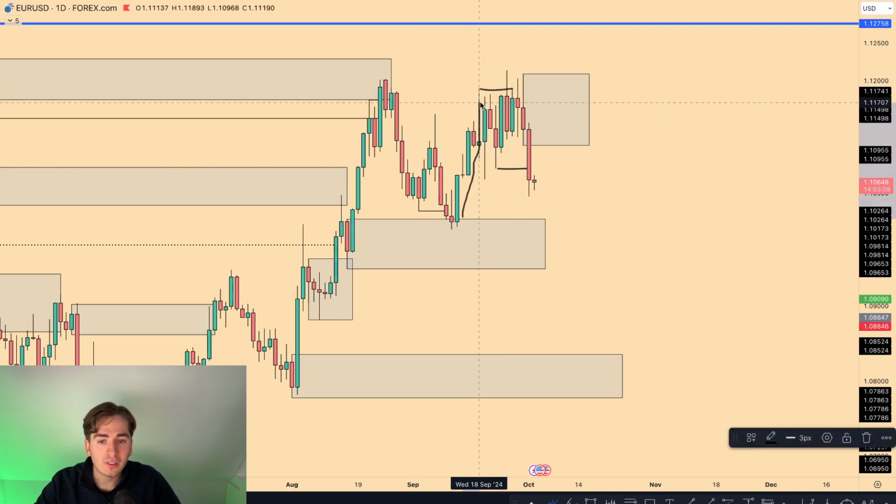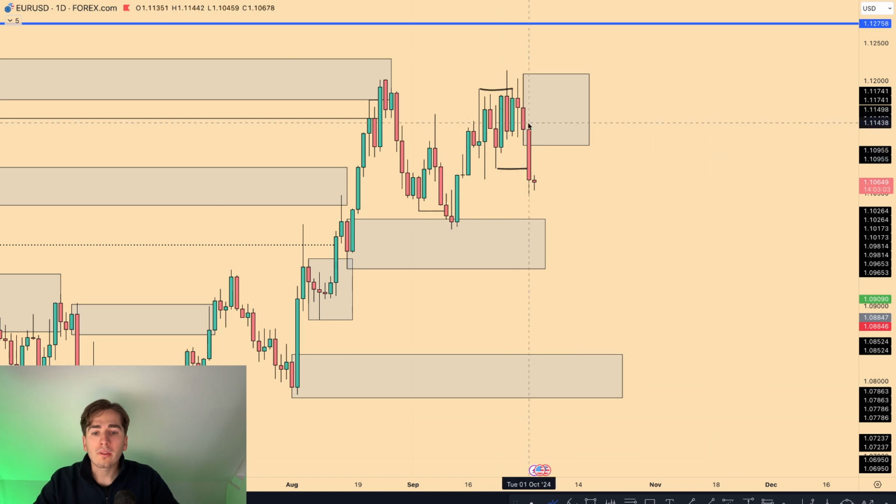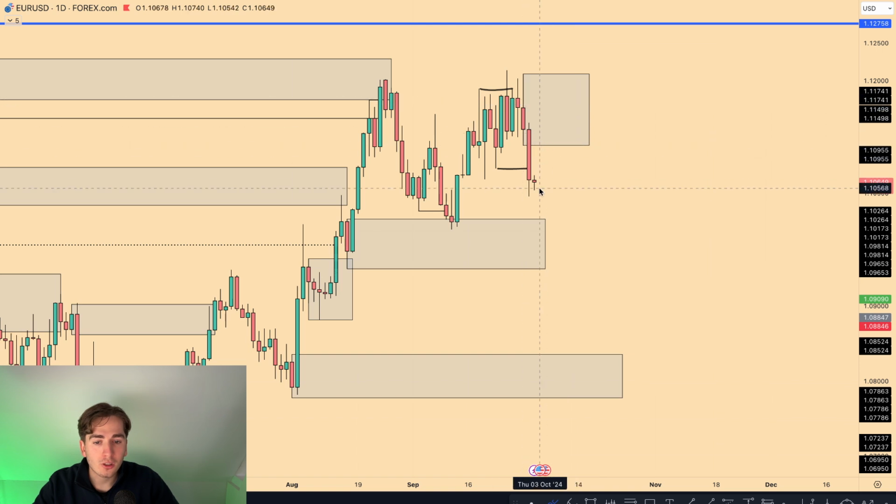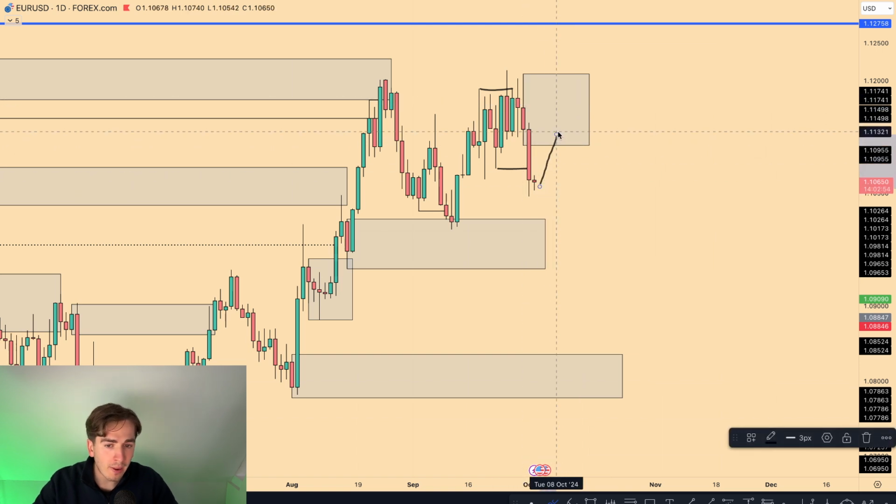So ultimately what you've seen now is a push up, a pullback, a push up, a fake out on the high, and then a push back down again. So what does this mean? Well, it means that we could see lower prices on EURUSD. At the moment, this is your area of supply. So I am looking for a short-term pullback on EURUSD.